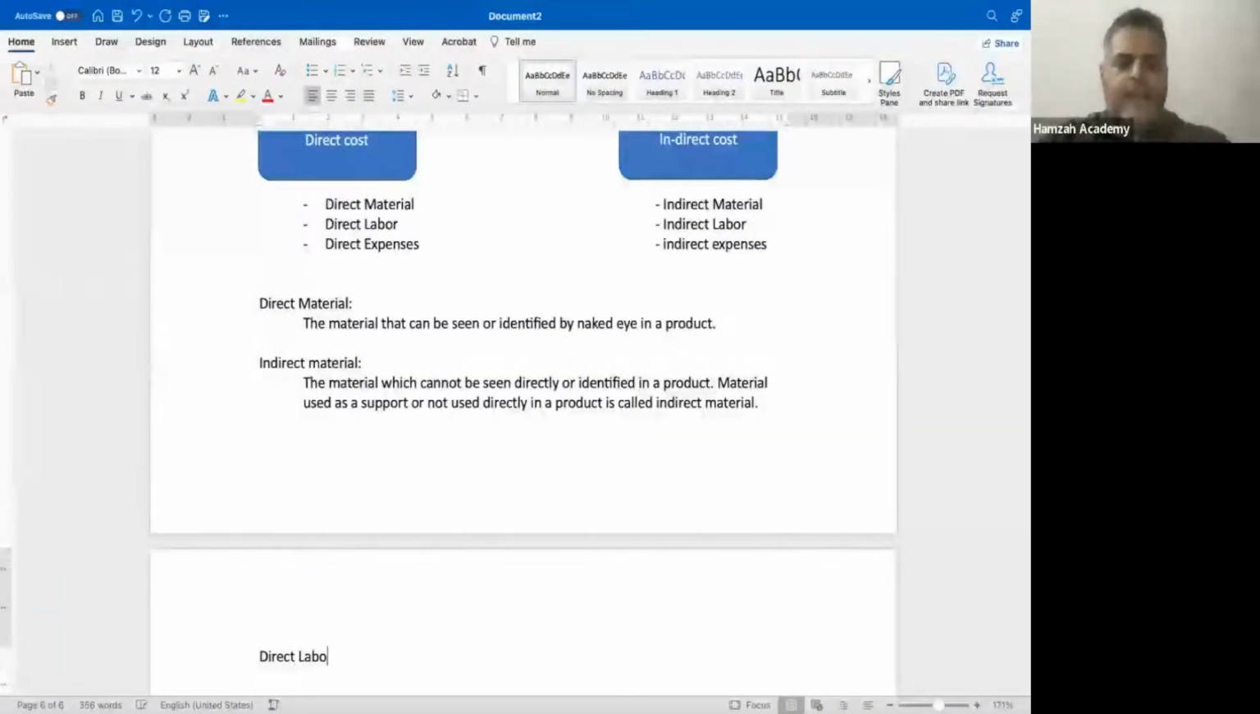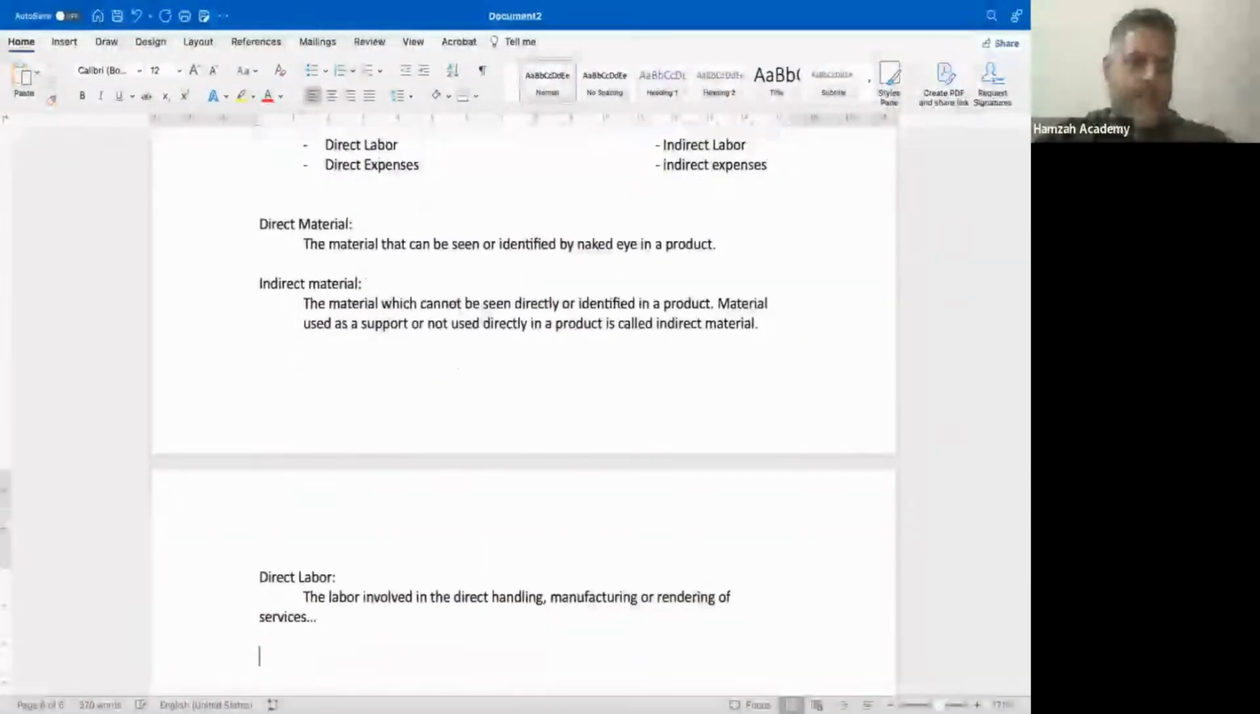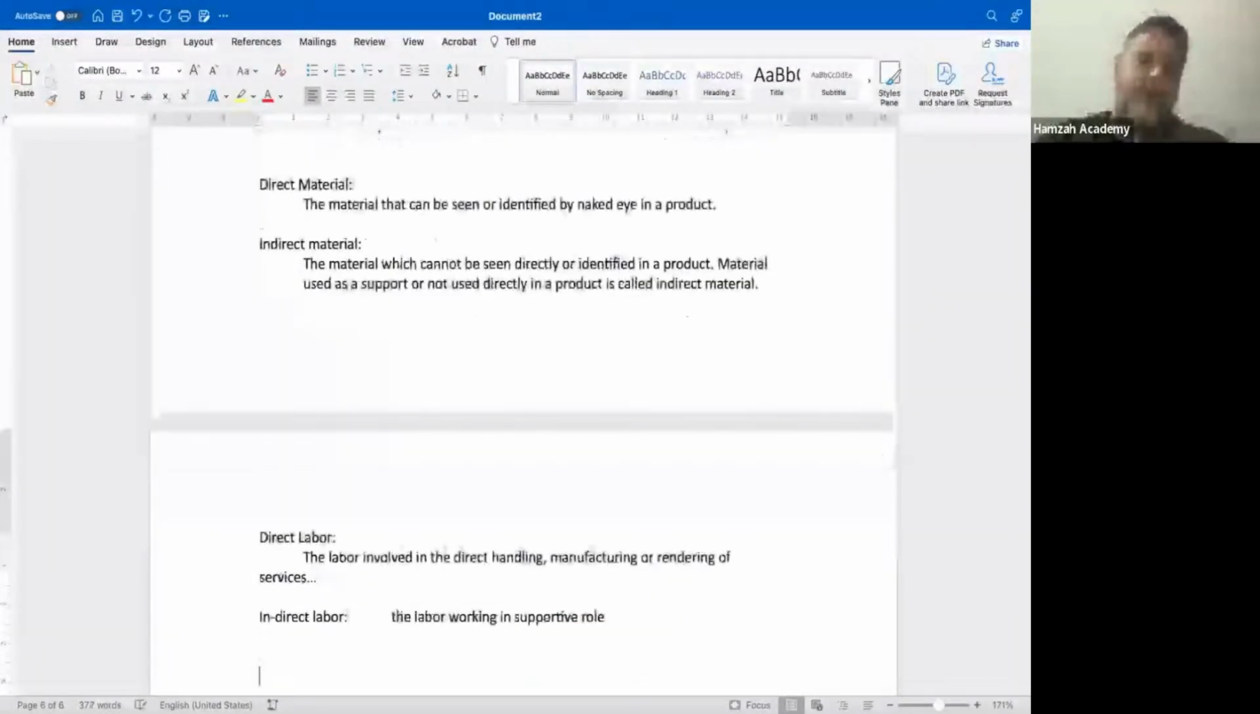Then we have direct labor. Now, if we talk about the labor involved in the direct handling, manufacturing, or rendering of services, it is called direct labor, and indirect labor is the labor working in a supportive role, right? That's going to be called indirect labor.